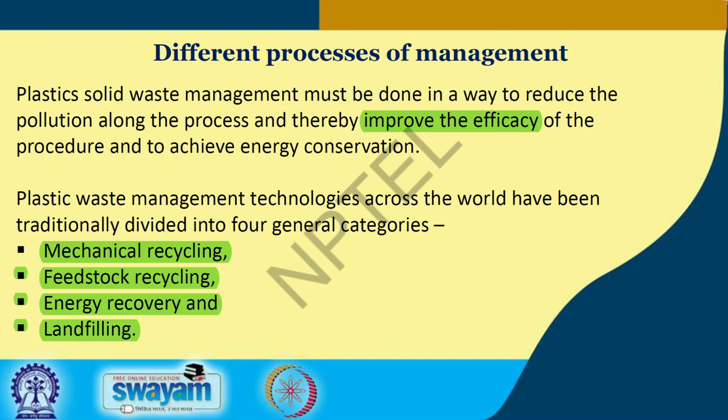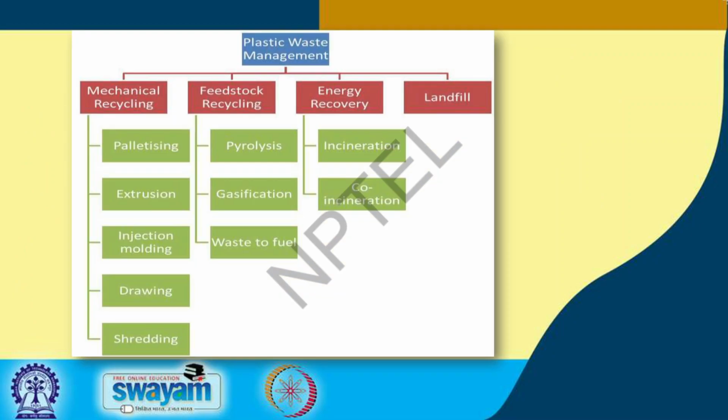That's what we are going to discuss here also. First, we try for mechanical recycling. If mechanical recycling is not possible, then feedstock recycling, that is getting some product out of it. If a product is not possible, then at least we recover energy. If nothing is possible, the plastic waste will go to landfilling as the final disposal option. These are the four we are going to discuss, with their advantages and disadvantages.